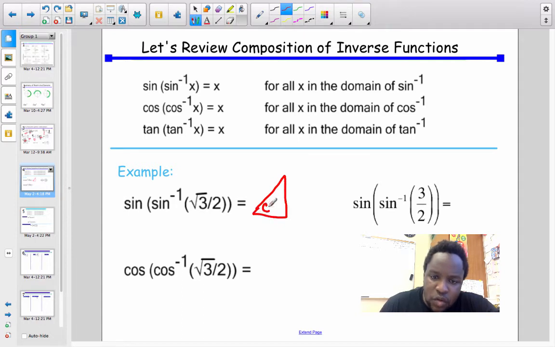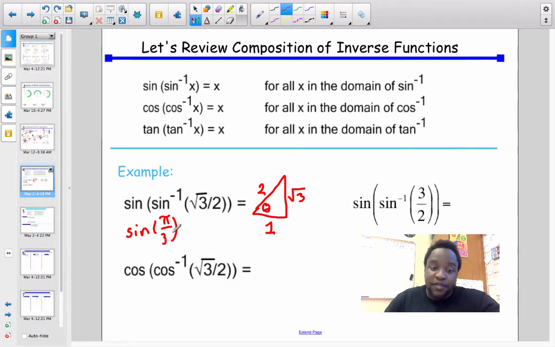Ratio of sides where the opposite is square root 3, the hypotenuse is 2, therefore this side would be 1. So square root 3 over 2. So this theta is going to be 60 degrees or pi over 3. So we have sine of pi over 3 equals, so now we have sine of pi over 3. And sine of pi over 3 is square root 3 over 2.